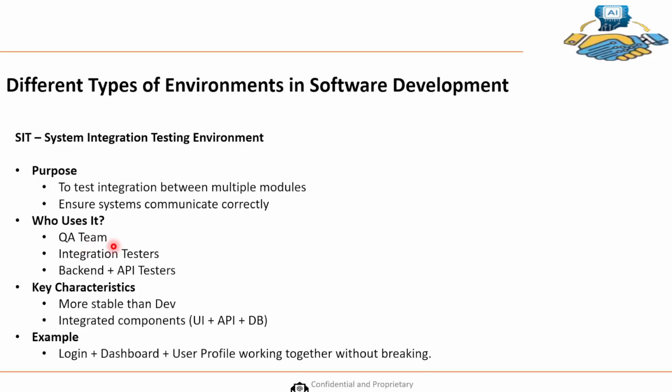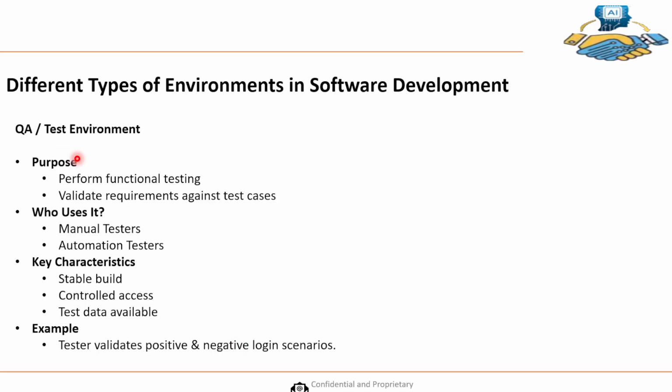And who uses it? The QA team, integration testers, and backend and API testers are using it. This is more stable compared to the dev environment. Here we are integrating the components and verifying the UI, then the API response and the DB. An example is login, dashboard, and user profile working together without breaking. Login is a separate module, dashboard is a separate module, and user profile is a separate module. But using SIT, using the UI, then the API and the DB, we are checking all these three modules.